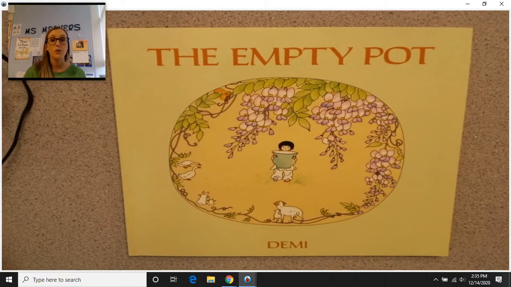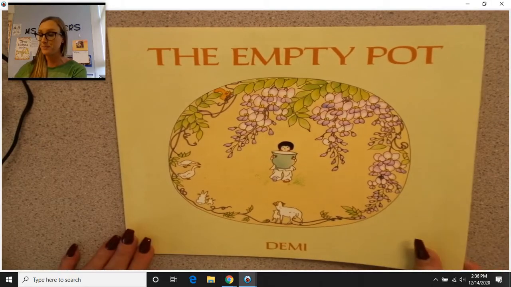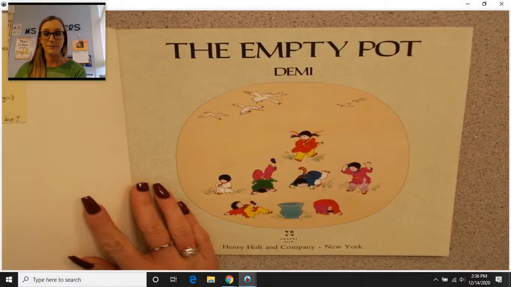Our author, or our reteller, today is Demi. This story was passed on a long time ago, and it's designed to teach us a lesson. We're going to learn a lesson from our main character, Ping. Our title is called The Empty Pot. As I'm reading, be thinking about what lesson you are going to learn. I also want you to pay very close attention to Ping, because at the end of our story, your assignment is going to involve writing a letter to Ping. All right, let's get started. The Empty Pot.